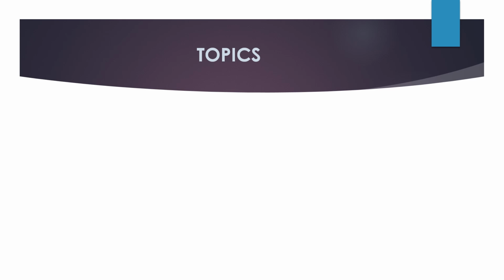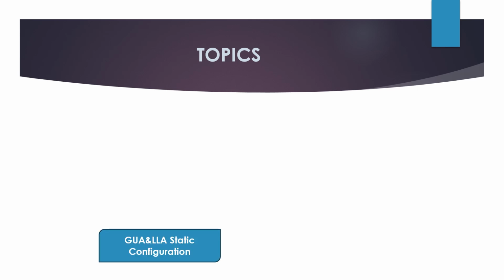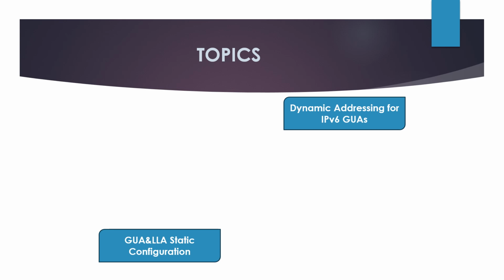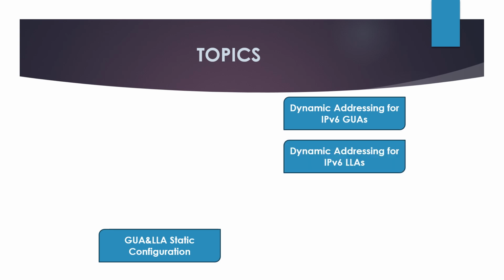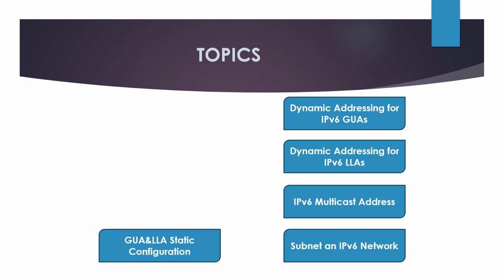And in this part of IPv6 addressing, we will explain how to configure static global unicast and link local IPv6 network addresses. And we will explain how to configure a global unicast address dynamically and how to configure a link local address dynamically. And in the last part, we will focus on how to identify IPv6 addresses and how to implement a subnet IPv6 addressing scheme.